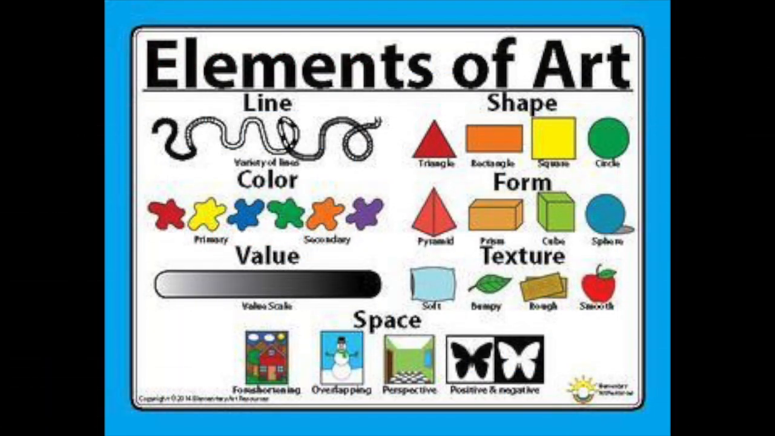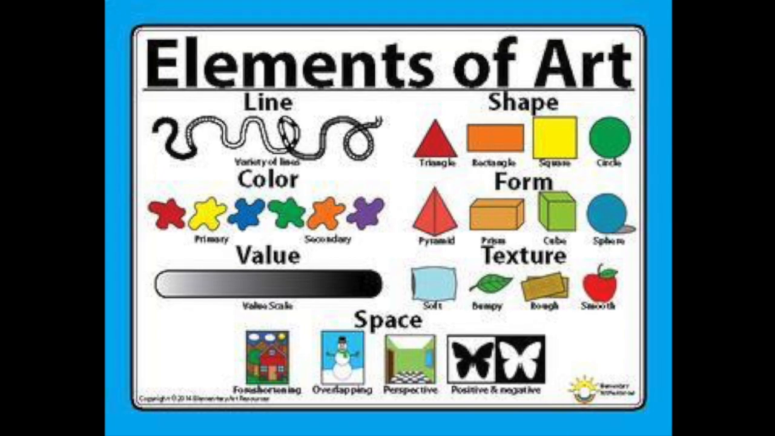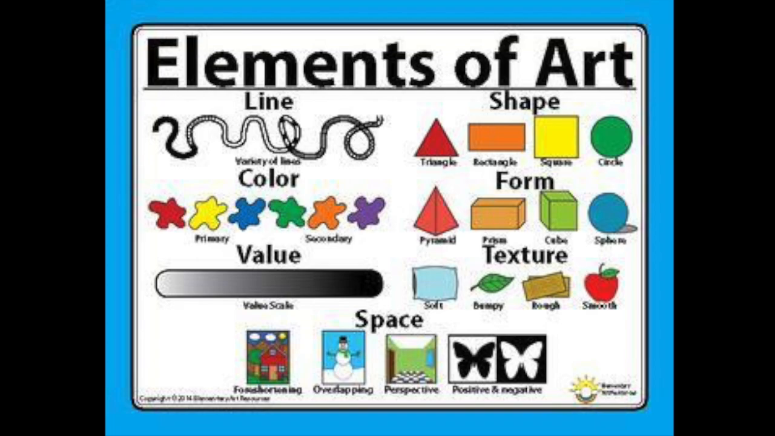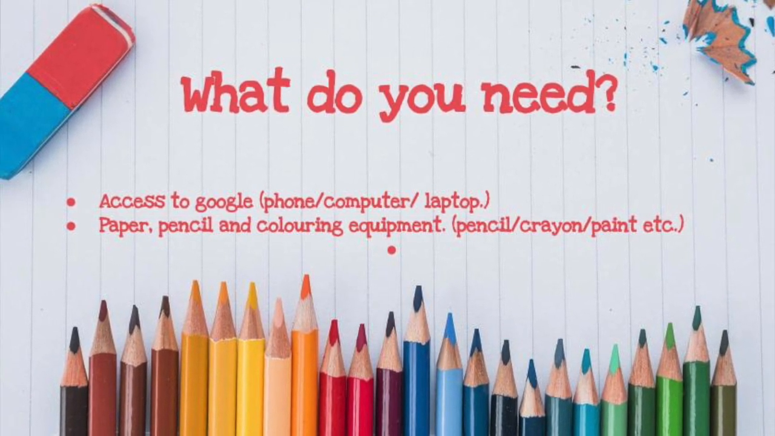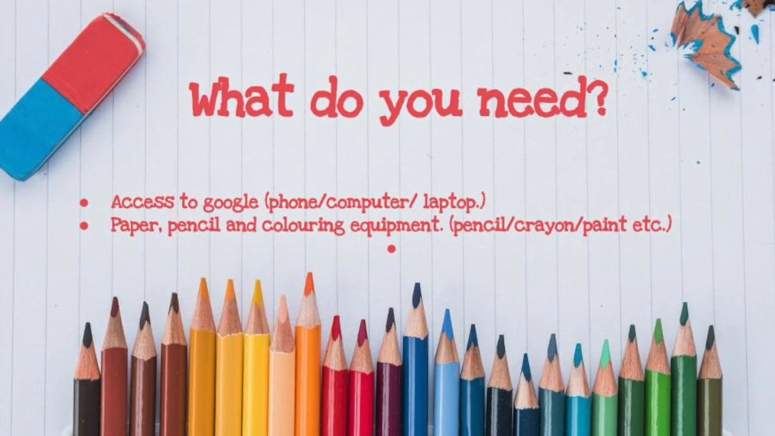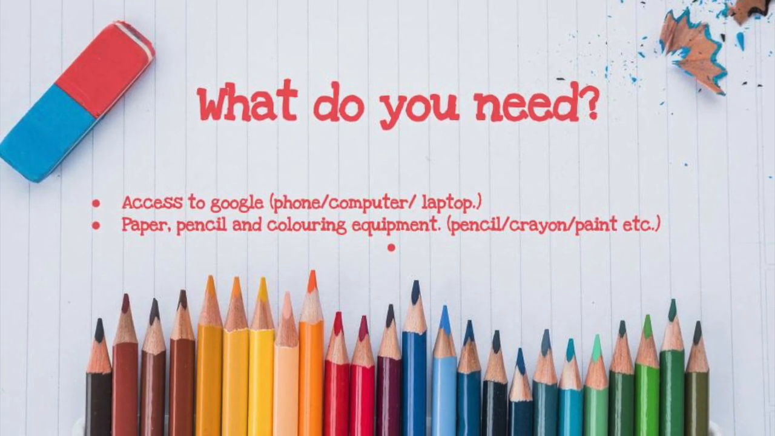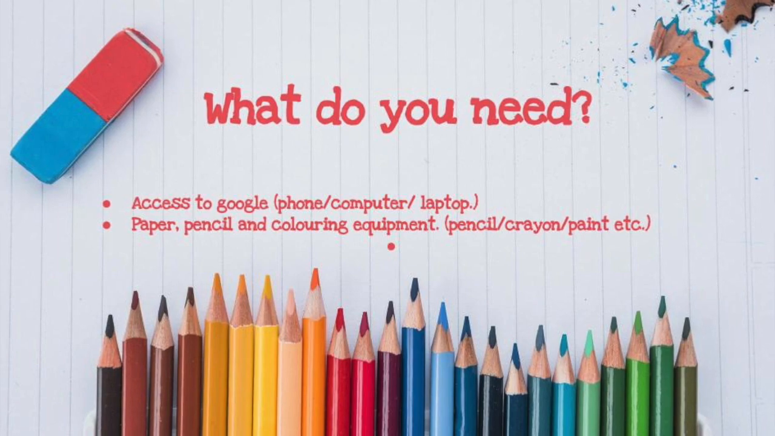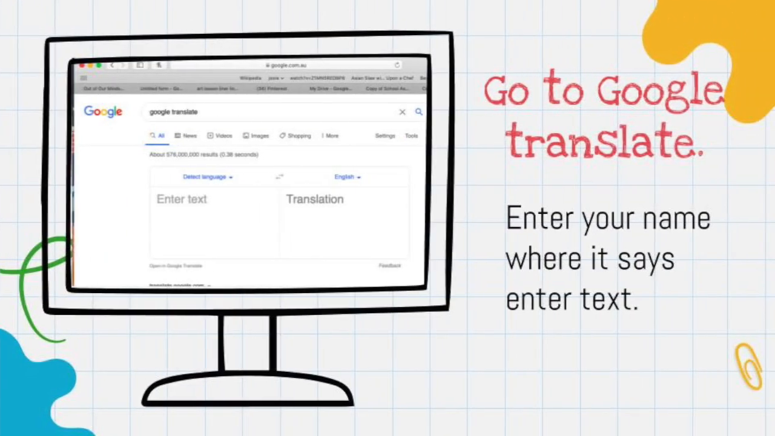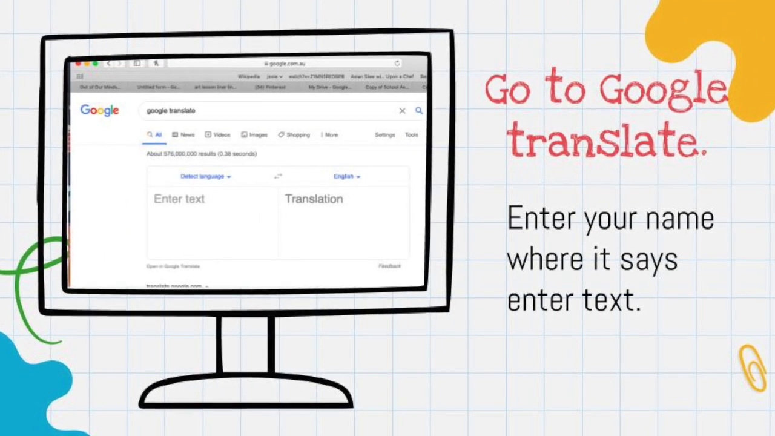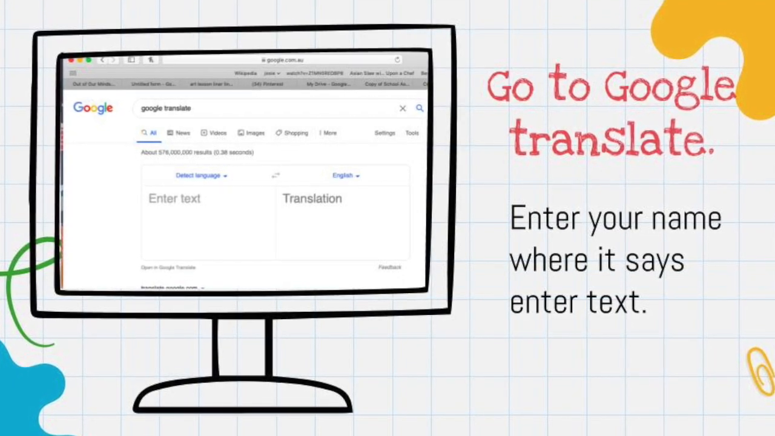The element of art that we're looking at today is obviously line, and that's going to be apparent in the font that you choose and the way you choose to do your writing. So that will be our focus out of all of the elements of art. You'll need access to Google via your phone, computer or laptop, just pencil and paper and whatever colouring equipment you've got.